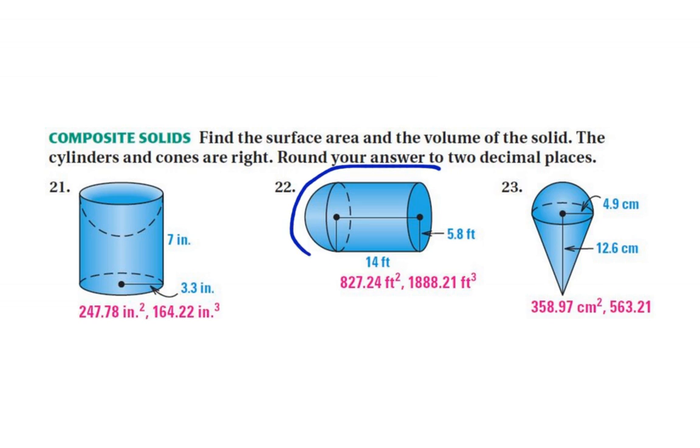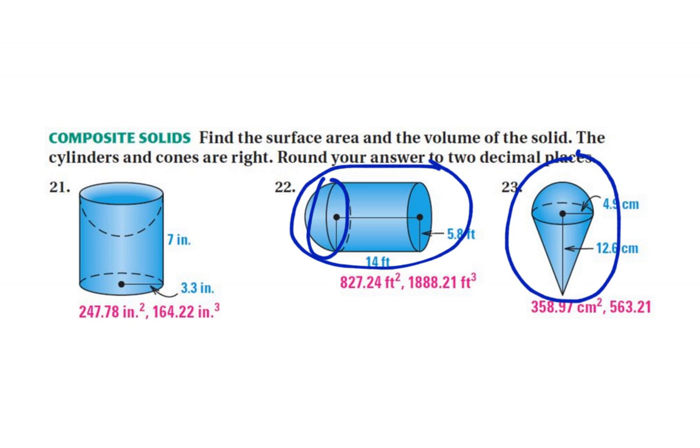This one looks like it's a cylinder plus a hemisphere. So find the cylinder volume and then add in 1/2 of a sphere's volume. This last one looks like it's a hemisphere plus a cone. So just kind of think of those strategies of what piece is it, add it or subtract it from whatever the other pieces are.